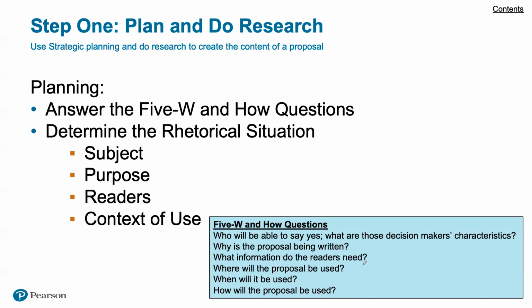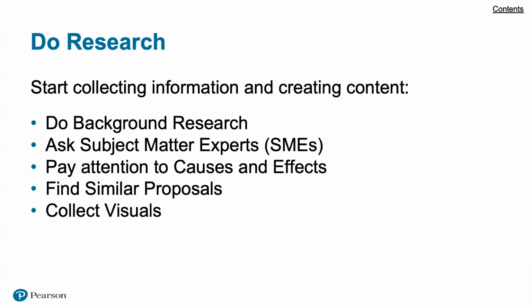What information do the readers need? Think about that, and make sure you include it. Where will the proposal be used? Think about that in context. When will it be used? Is it extremely timely? You'll want to be mindful to meet that time frame. And then how will the proposal be used? Those are all things we want to be thinking about. You want to determine the rhetorical situation: what is the subject, what is the purpose, who are the readers, and what is the context of use? Going through these questions will help you frame that.